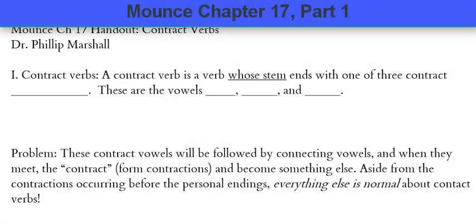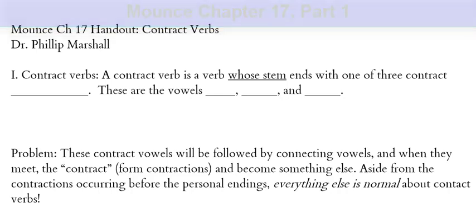All right, so Mounce chapter 17, contract verbs. In order to really understand this type of verb, we have to understand the concept of contractions first. And this is where vowels come together. And when they come together, they can contract and become a long vowel. This is a peculiarity of the Greek language. There are other languages where things can contract like this, but we're going to be focusing on it in Greek.